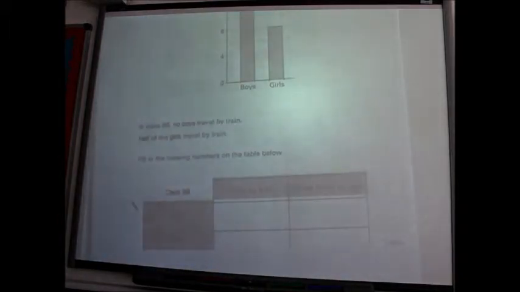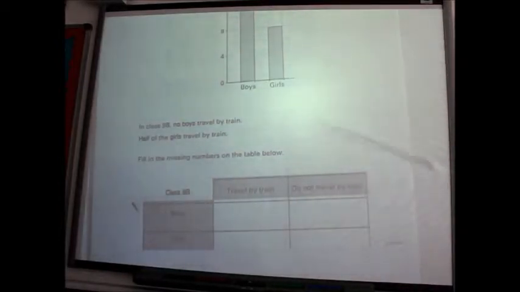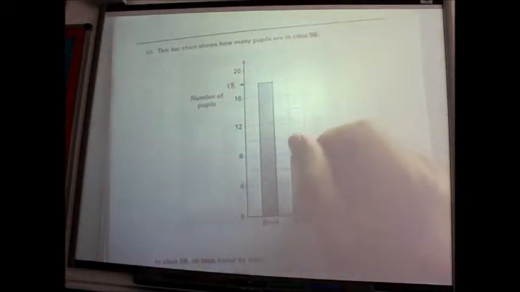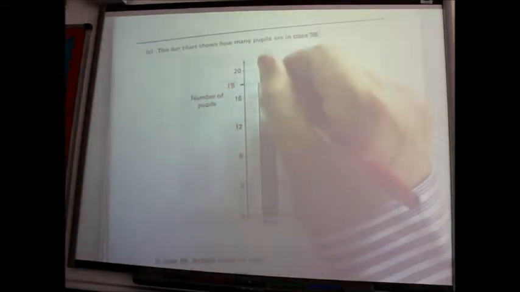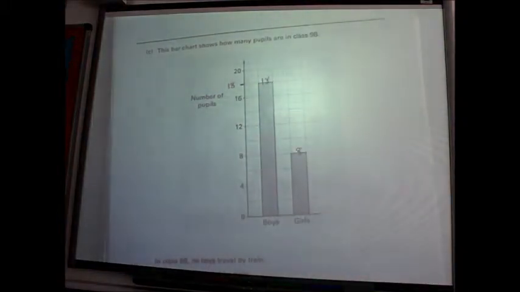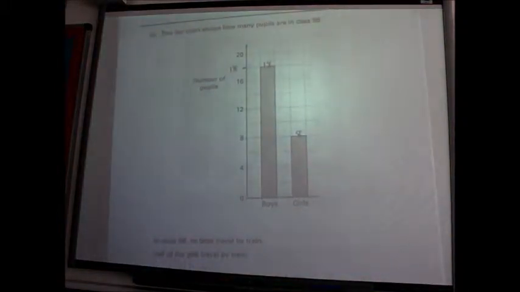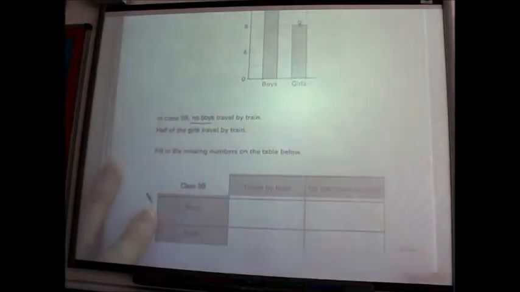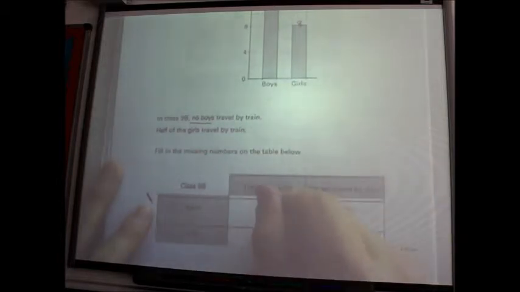Question part C rather. So question 2C. The bar chart shows how many pupils are in class 9B. So that looks to be, I'm going to go, 18 boys and 8 girls. So that's 18 and that is 8, because I think I'm going to need that later on. In class 9B, no boys travel by train. So in class 9B, how many travel by train? Well, we're just told here, no boys travel by train. So that must be 0. And that means 18 of them must travel by train.